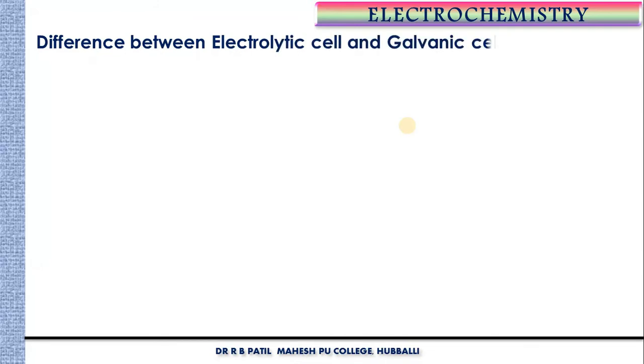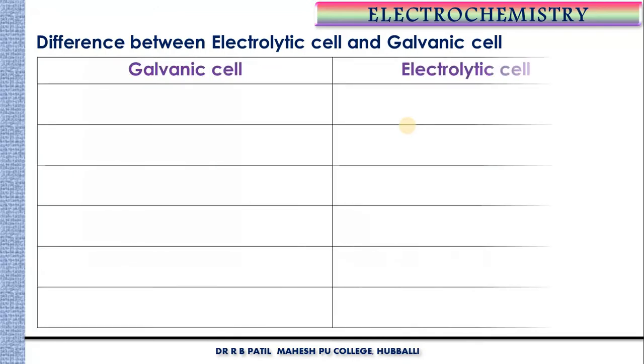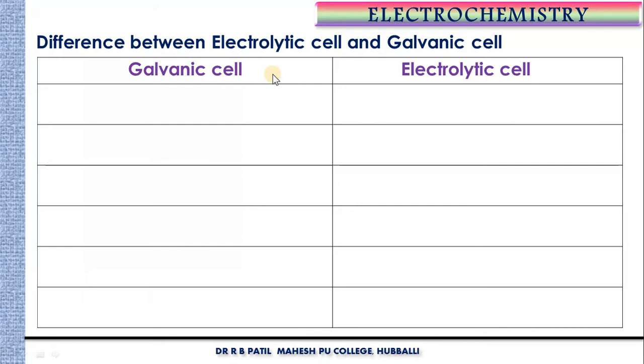Now let us see differences between electrolytic cell and galvanic cell. Let us take the galvanic cell on the left hand side of the table and the electrolytic cell on the right hand side. We know that in a galvanic cell a spontaneous chemical reaction takes place and chemical energy is converted into electrical energy. Hence a galvanic cell acts as a source of energy, whereas we apply electricity externally to run an electrolytic cell, to run that non-spontaneous chemical reaction. Hence it requires an external source of energy.